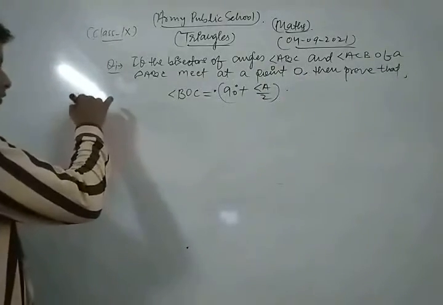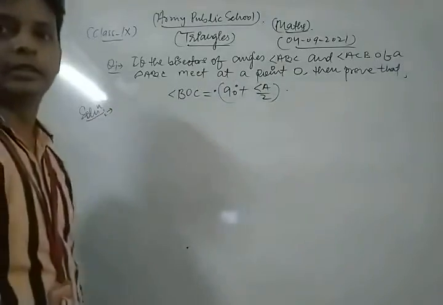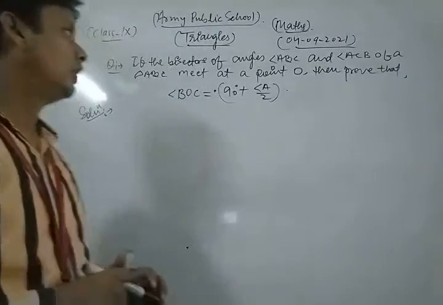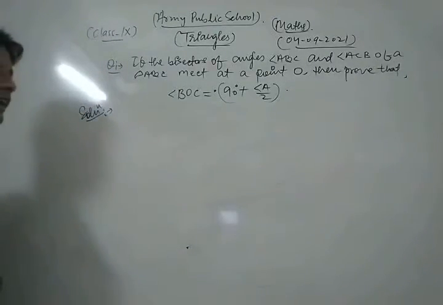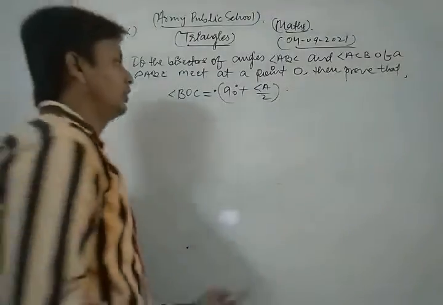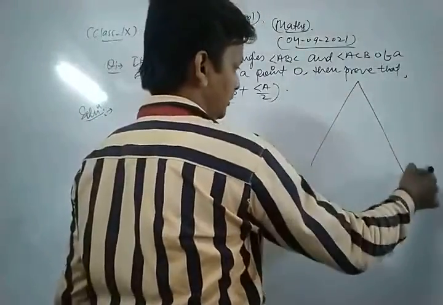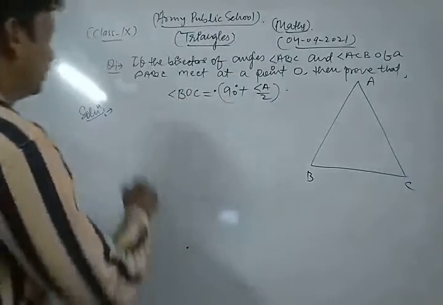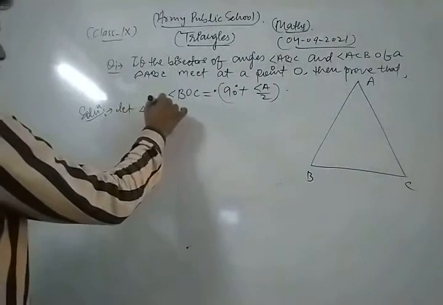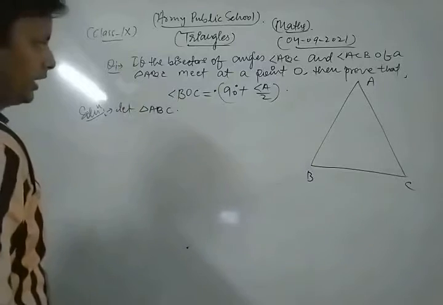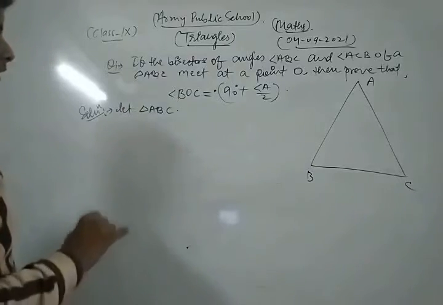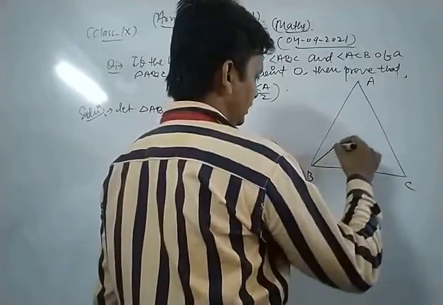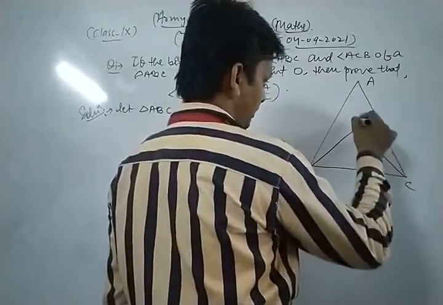Now let's see its solution. This is a very important question of your syllabus. Let's see what is the process to solve that question. Look here, the bisectors of angle ABC and angle ACB of a triangle ABC. So first of all, we draw a triangle ABC. Let triangle ABC be such that the bisectors of angle ABC and angle ACB meet at point O, meaning the bisectors of this angle and this angle meet at point O.